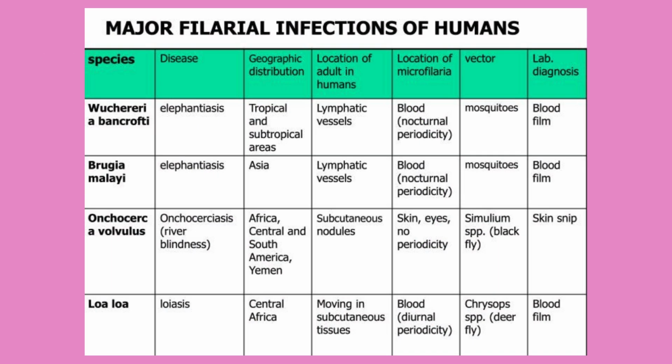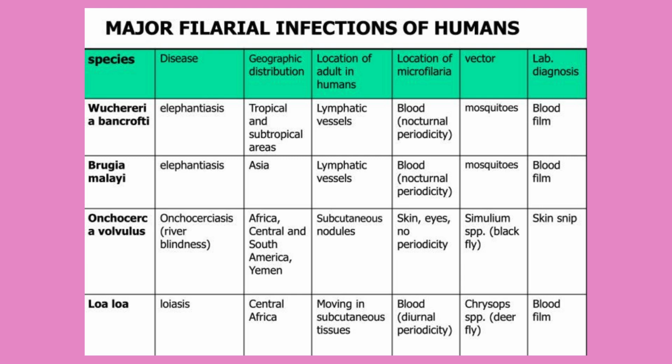Among the filarial infections of Wuchereria bancrofti, Brugia malayi, Onchocerca, and Loa loa: Wuchereria bancrofti and Brugia malayi cause elephantiasis, and they are mainly located in the lymphatic vessels. They have a nocturnal periodicity. That's why we do a DEC provocation test to help detect the worms in the peripheral blood. The vector is mosquito, mainly Culex for Wuchereria. Lab diagnosis is by blood film.